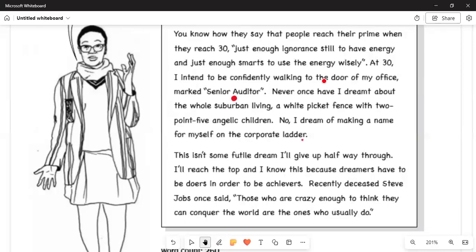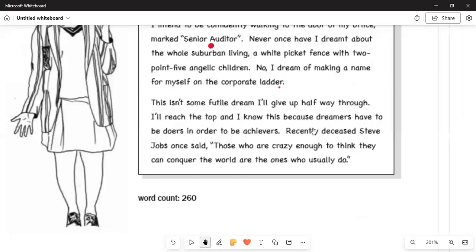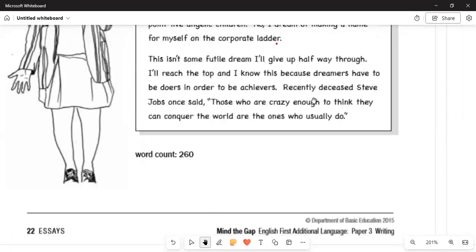So you see that as he's growing, she wants to be a senior auditor. She's looking forward to the dream job. She wants to achieve what it is that she wants to achieve. And you check the structure in terms of the wordings that he used, very formal, and then you check the conclusion. Let us go to the conclusion.